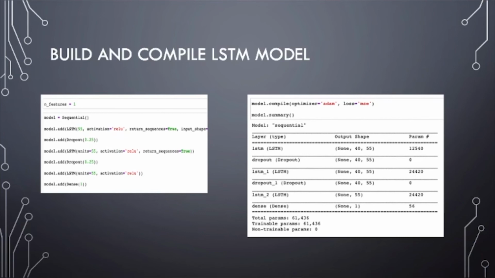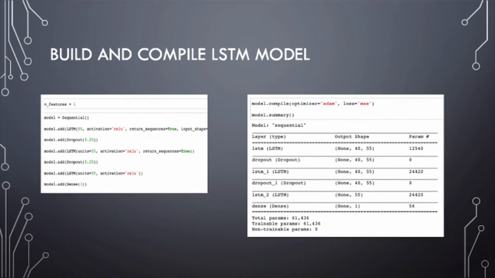To do this, we use an activation function of ReLU, and you can see that that is going to be 55 units. After that, we can continue to add layers, and we're also going to add a dropout layer in our model. In this example, our dropout layer is 0.25, which is going to be 25%. And then you can also see that our dense layer is 1.